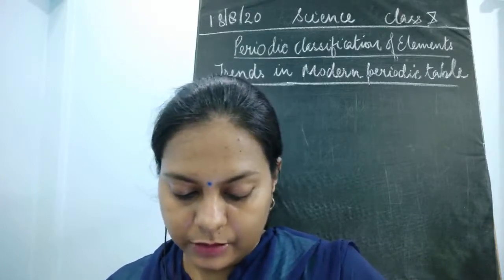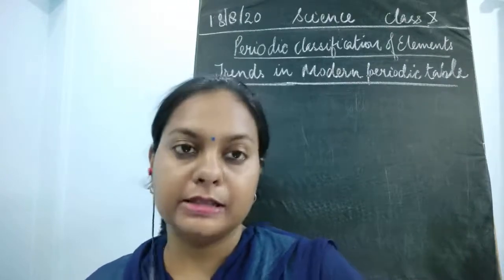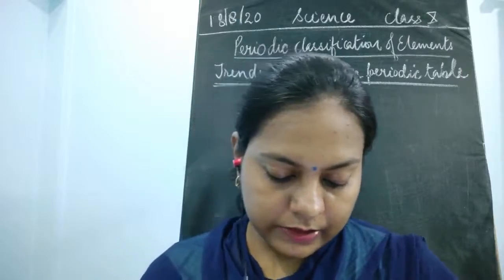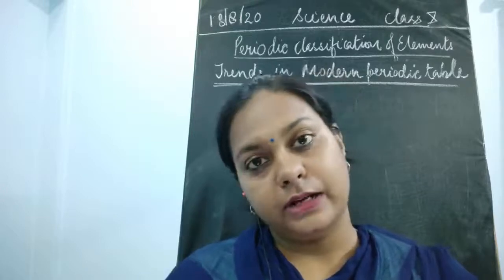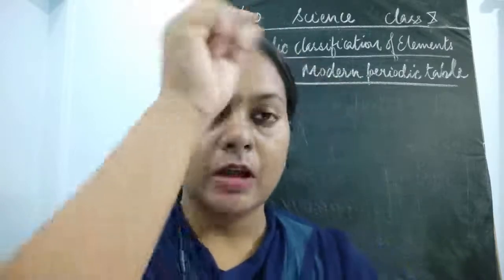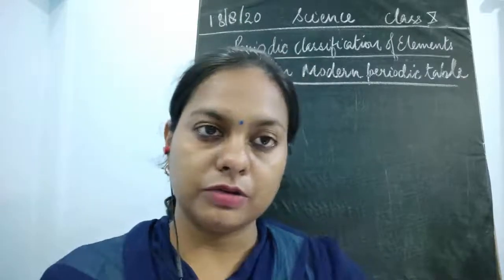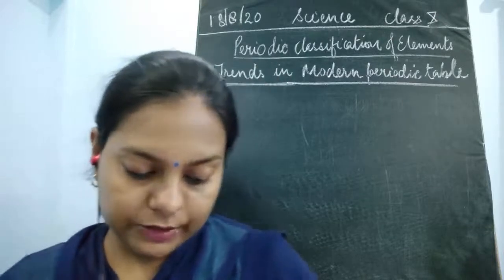We have learned about the main features of the long form of the periodic table in the previous section, which we have just studied. It consists of groups and periods. This we have already understood, because this modern periodic table has two kinds of divisions. The vertical columns are known as the 18 groups, and the horizontal rows are known as the 7 periods.